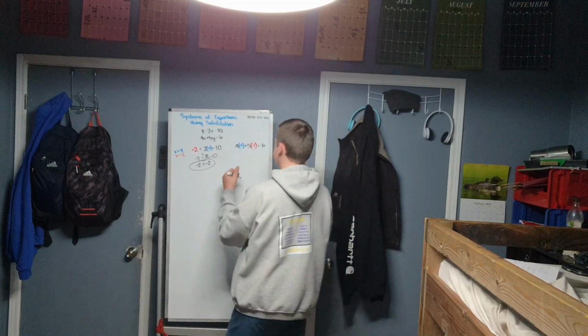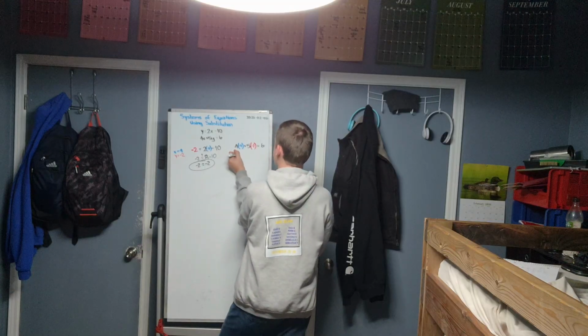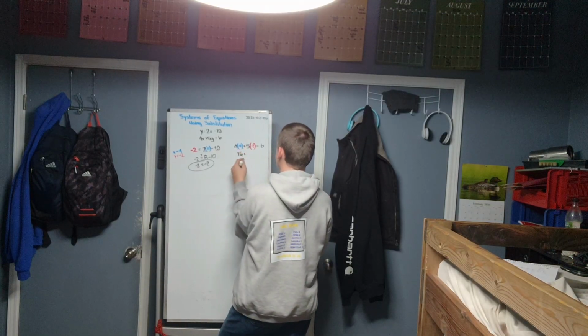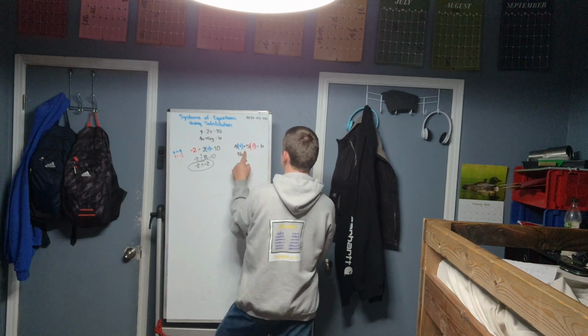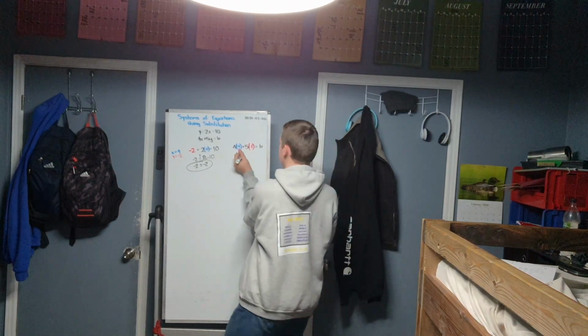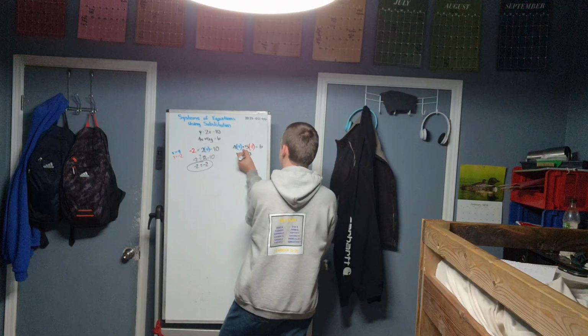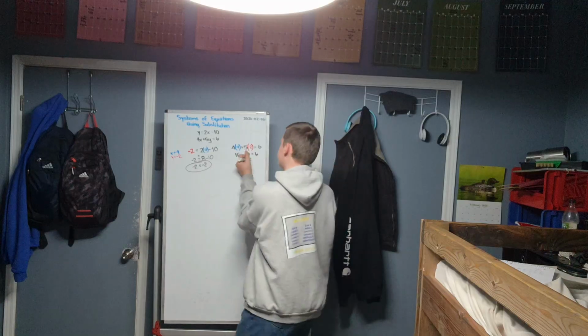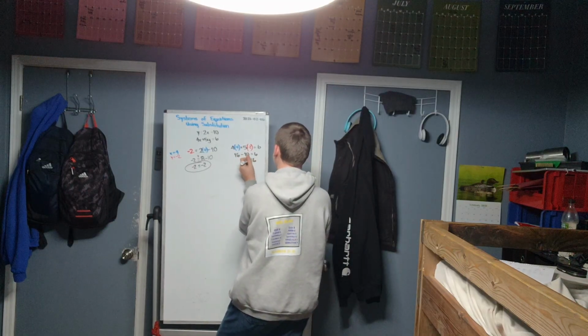So, let's see. 4 times 4 is 16. Plus 5 times negative 2 is negative 10. A positive times a negative is a negative. So minus 10 equals 6. You all should know this by now. 6 equals 6.